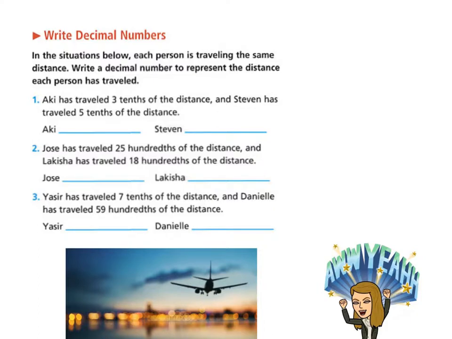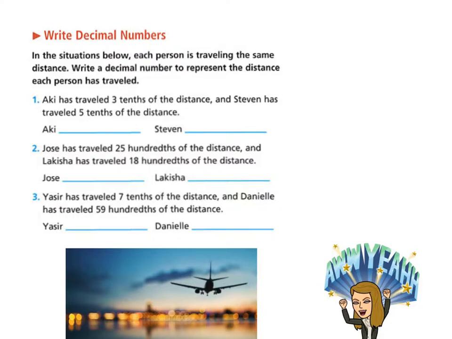Now let's try a little bit more. In these situations below, each person is traveling the same distance. Write a decimal number to represent the distance each person has traveled. So they'll be traveling part of that distance. So Aki has traveled 3/10 of the distance, and Stephen has traveled 5/10 of the distance.